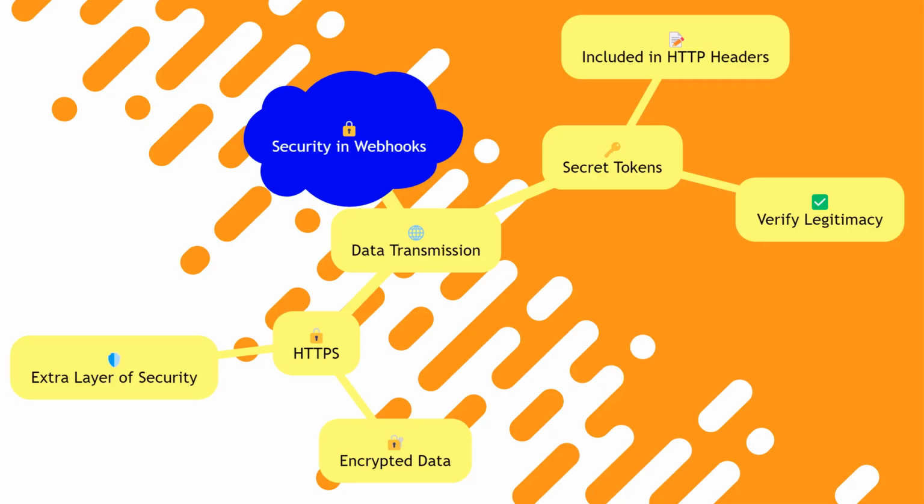Security is a critical aspect of using webhooks. Since webhooks involve sending data over the internet, it's essential to implement measures to protect the data from unauthorized access. One common approach is to use secret tokens. When configuring the webhook, you can specify a secret token that is included in the HTTP headers of the post request. The target system can then verify the token to ensure that the request is legitimate. Additionally, using HTTPS for webhook URLs ensures that the data is encrypted during transmission, providing an extra layer of security.